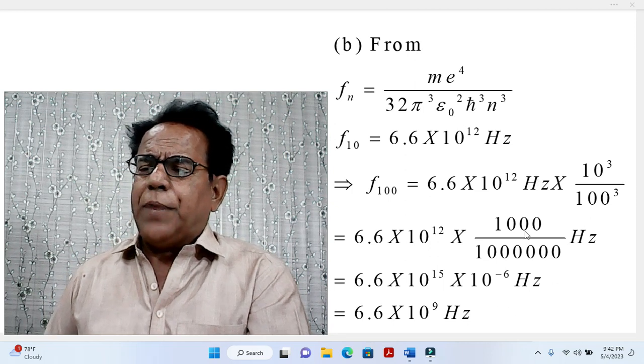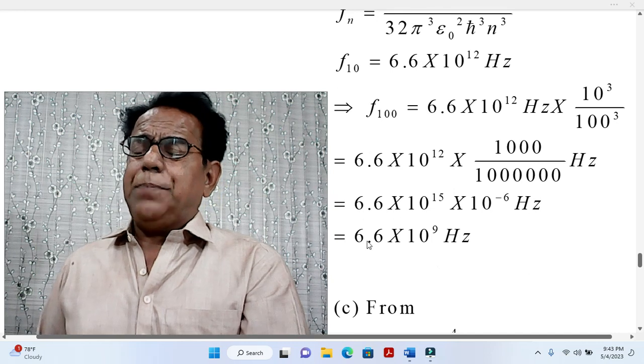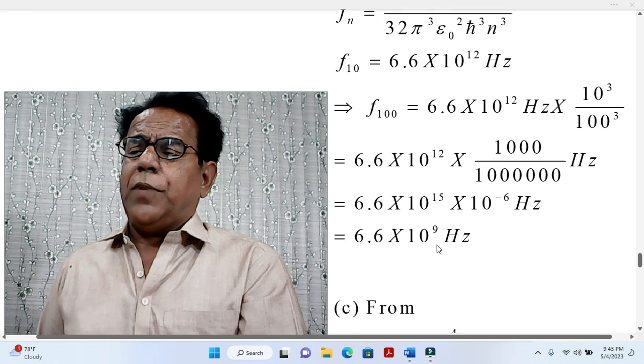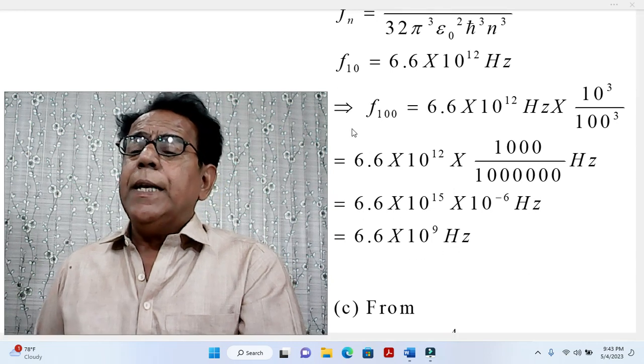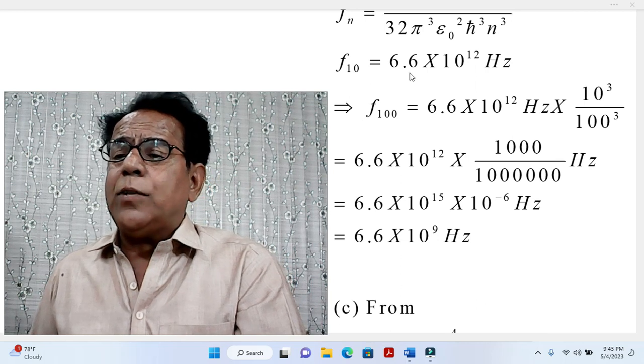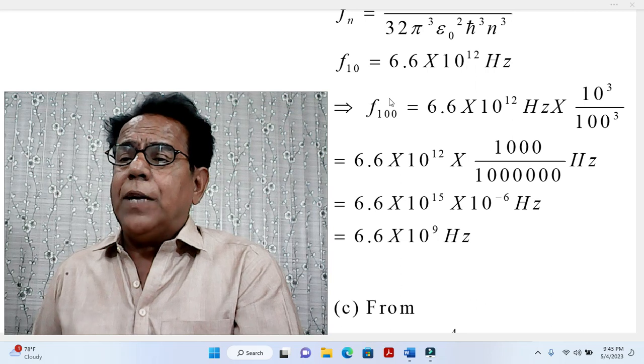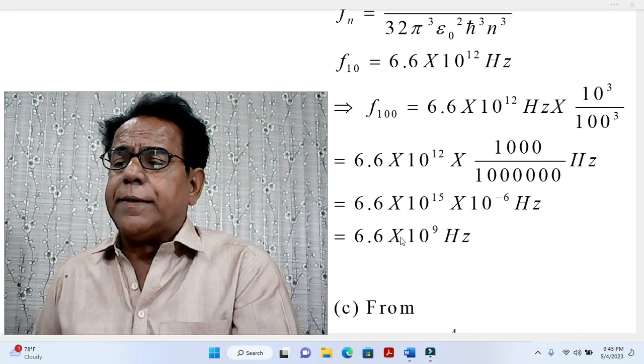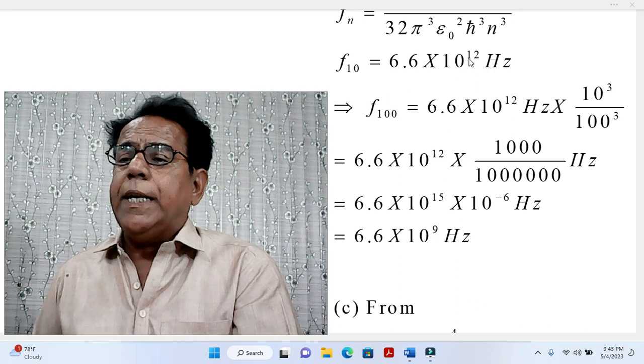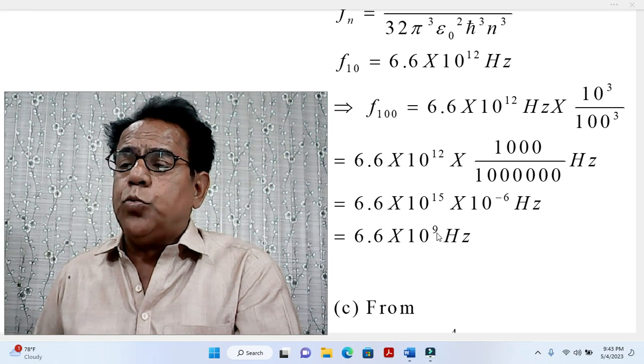So after simplifying, it has become equal to 6.6 into 10 to power 9 hertz. What is the difference? The difference is that F10 was equal to 6.6 into 10 to power 12, while F100 has become equal to 6.6 into 10 to power 9. Okay, 12 has been reduced to 10 to power 9.